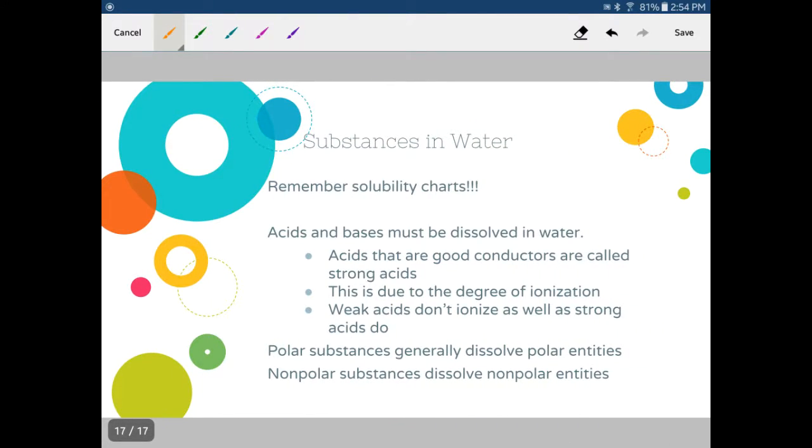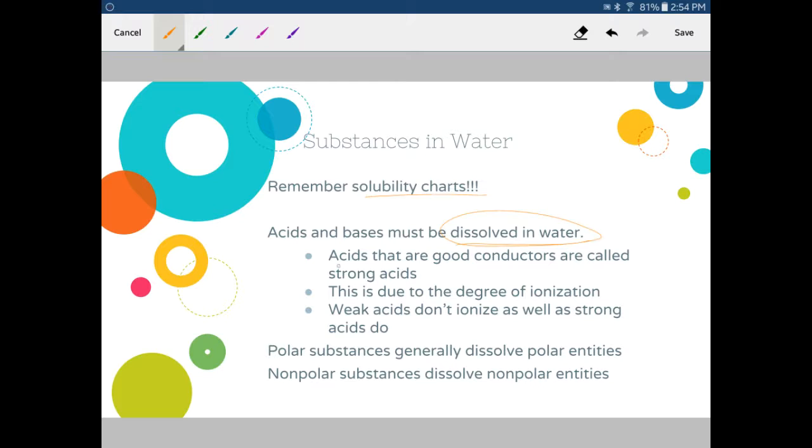Now, substances in water. Because we are talking about solutions, we really need to remember our solubility charts. I do believe that you probably would have gone over this in your Science 10 course, but if you haven't, we're going to take a look at our solubility charts in the next couple of lessons, but you do need to be pretty familiar with these charts. Acids and bases must be dissolved in water to have any sort of reaction. This is why we're talking about substances in water and our solutions, acids and bases.